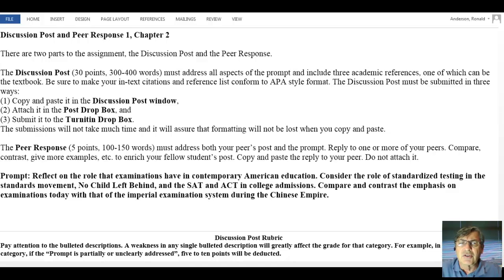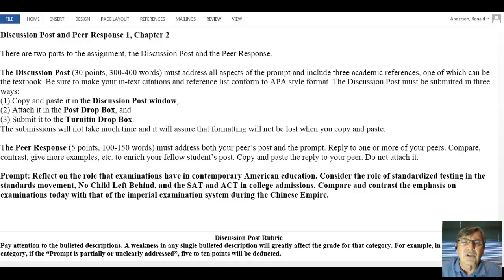Okay, I'd like to give an introduction to the first assignment for the posting and response. Discussion post and peer response 1, Chapter 2. There are two parts to the assignment, the discussion post and the peer response. Try to get these two terms straightened out. One is the discussion post where you're doing some original work, and one is the peer response. And I'll try to refer to them consistently throughout the course. Other professors might call them other things.